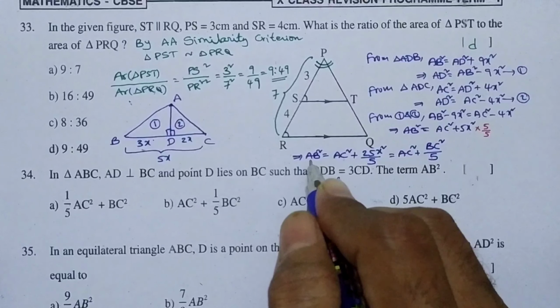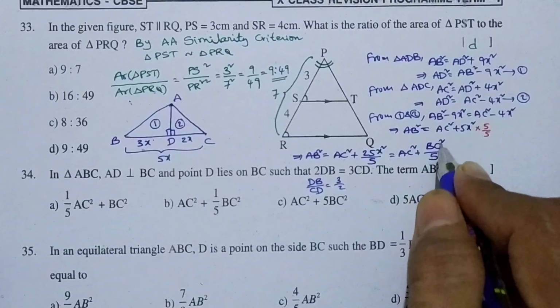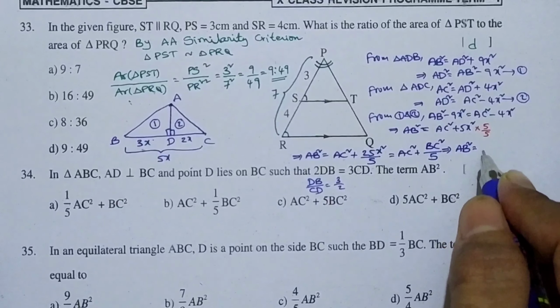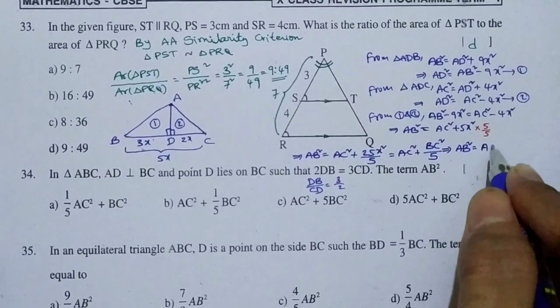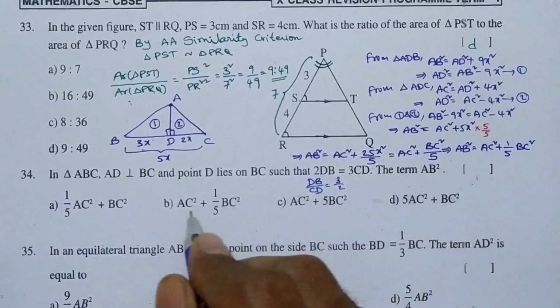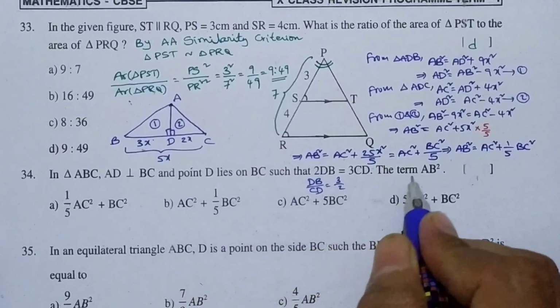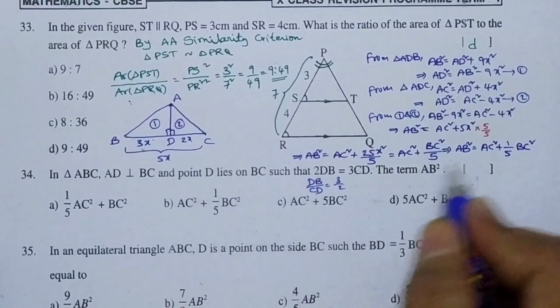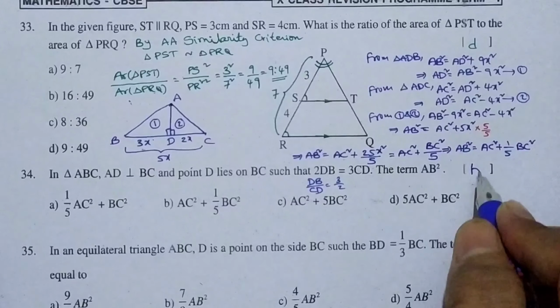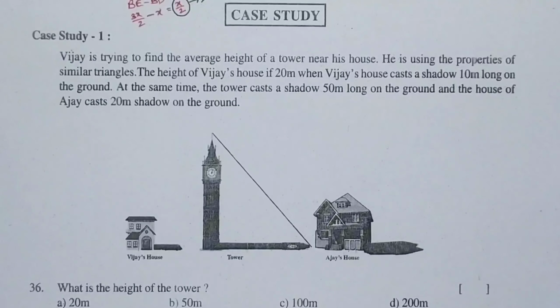So finally AB square equal to AC square plus BC square by 5. If we write it carefully, clearly AB square equal to AC square plus 1 by 5 times BC square. See, exactly option B is suitable. AB square is equal to AC square plus 1 by 5 BC square. So option B is the right answer.